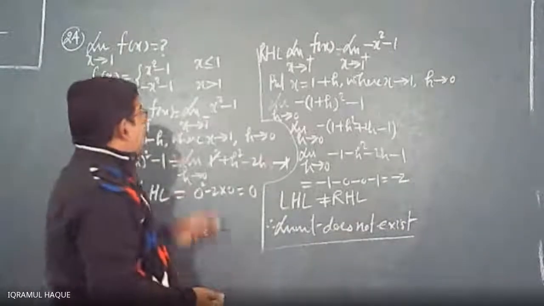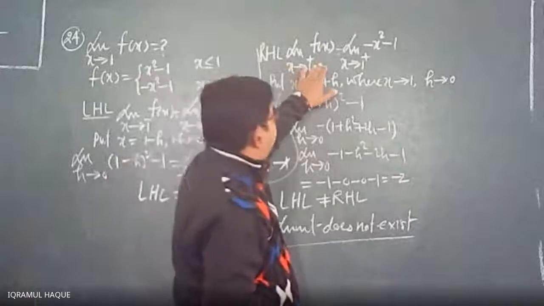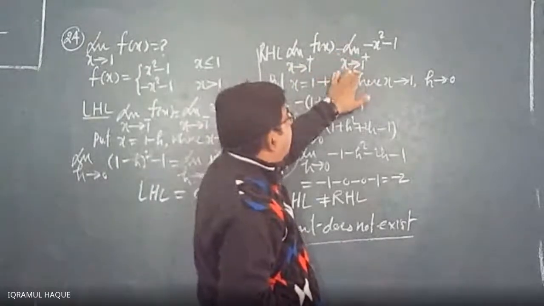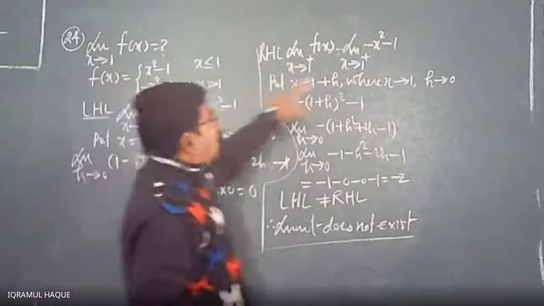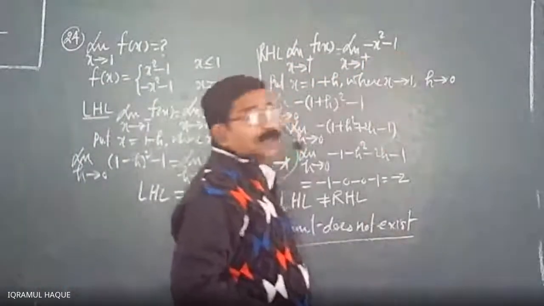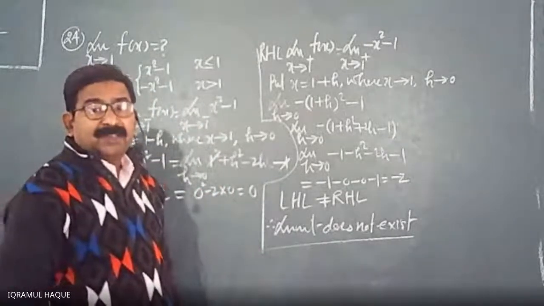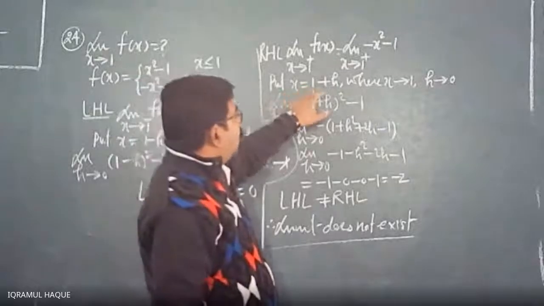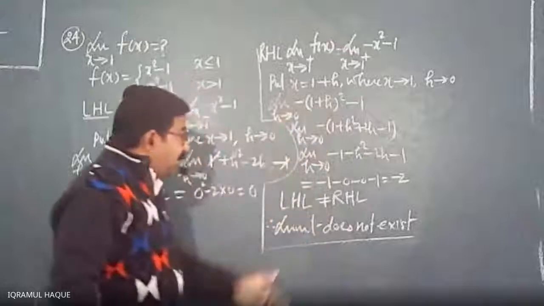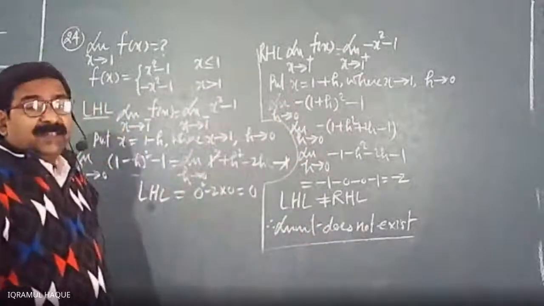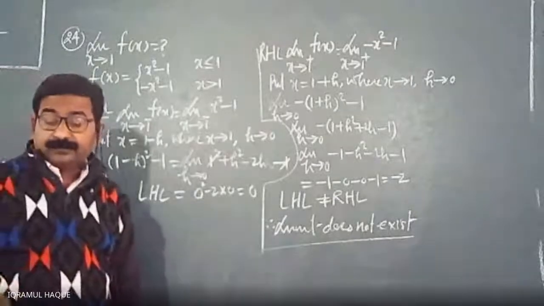Similarly, in RHL, x is more than 1. So limit x tends to 1 plus f(x), and this function is minus x square minus 1. In case of RHL, we write limit plus h. So put x is equal to 1 plus h, where x is tending to 1 and h is tending to 0. Again simplify and write the value. So we see that LHL is not equal to RHL. So we say that the limit does not exist.